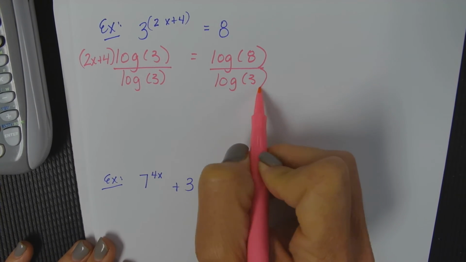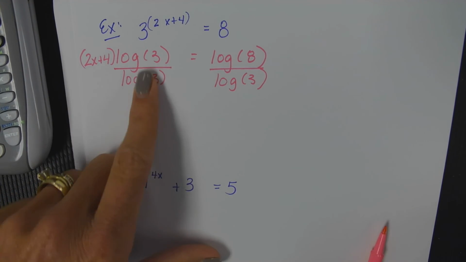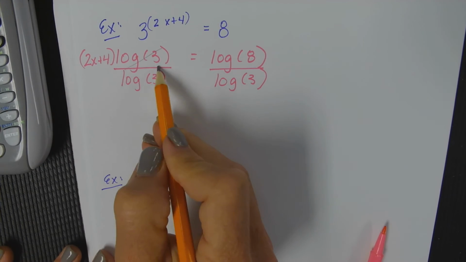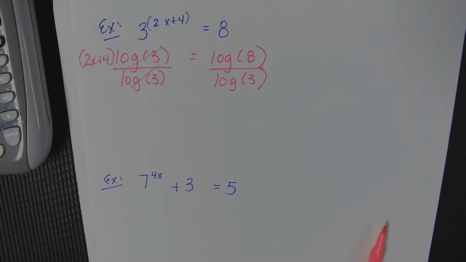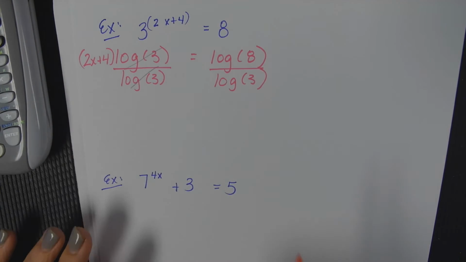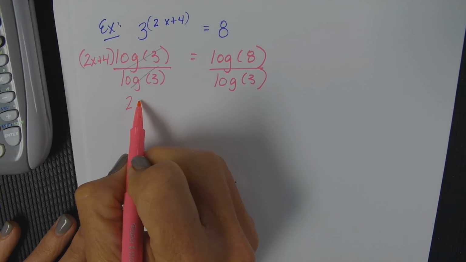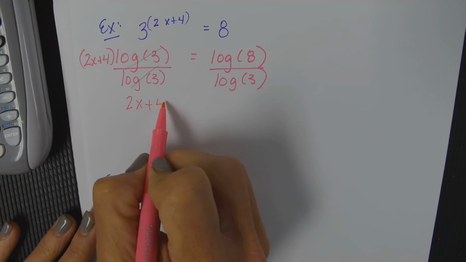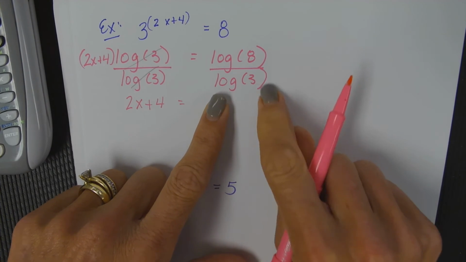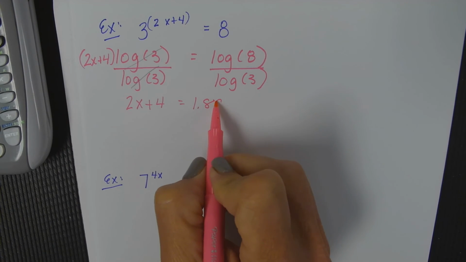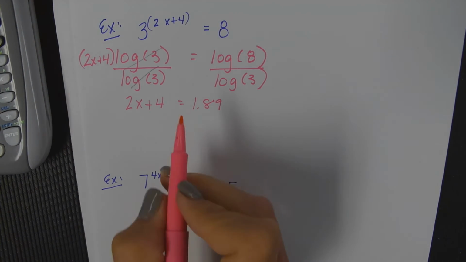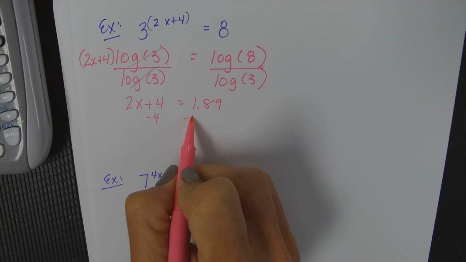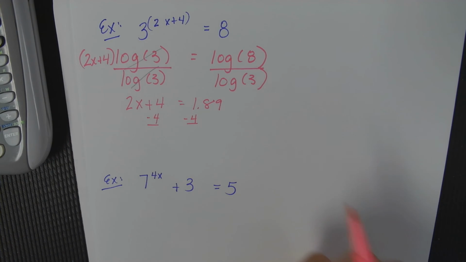So what happens to this right here? It cancels. Good. All right, let me stop you. So far, so good? All right, keep going. Then you get 1.89. Yeah. Okay, and then you subtract 4, which gives you negative 2.1. Okay. And then you divide by 2. And what's your answer?